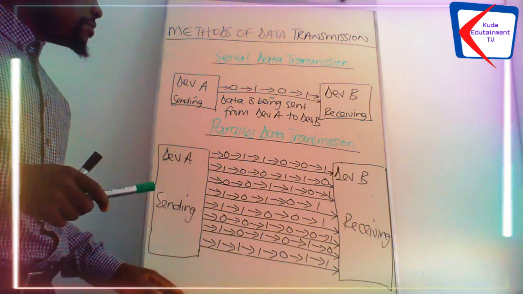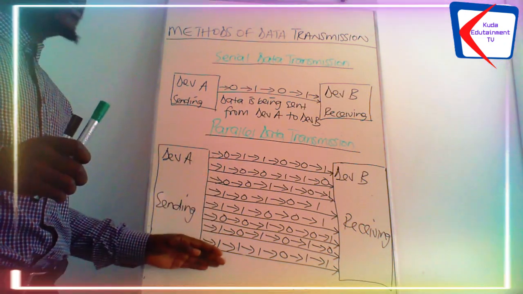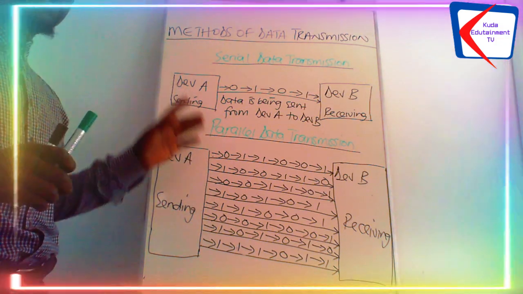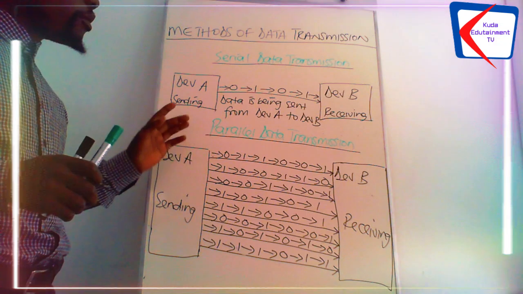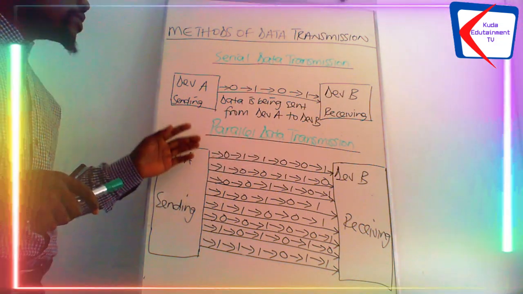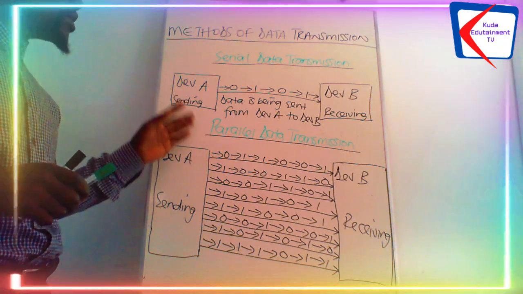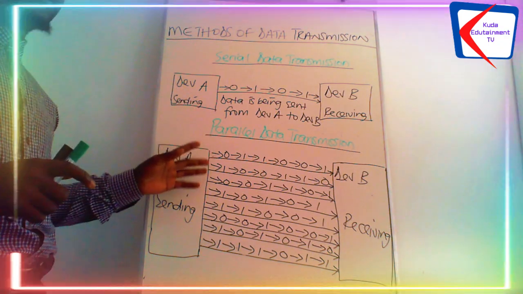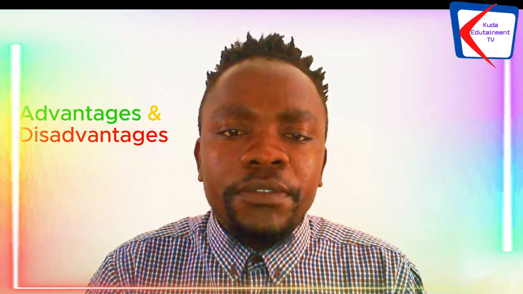So parallel data transmission is a type of transmission where multiple bits of data are sent simultaneously on multiple wires from the sending device to the receiving device. There are also advantages and disadvantages associated with this type of data transmission. So I'm going to summarize the advantages and disadvantages. You can come up with diagrams to represent serial data transmission and parallel data transmission. So let us look at the advantages and disadvantages of each of these two methods.